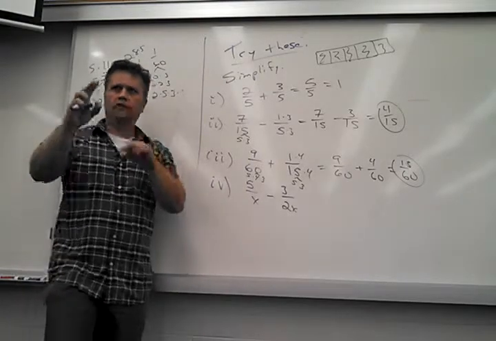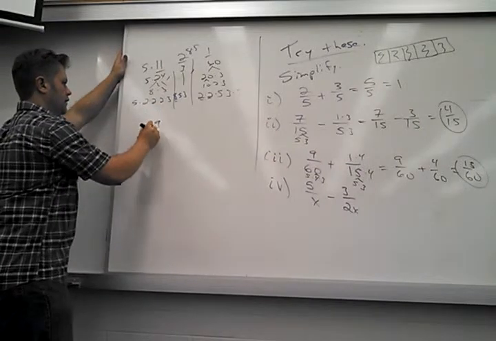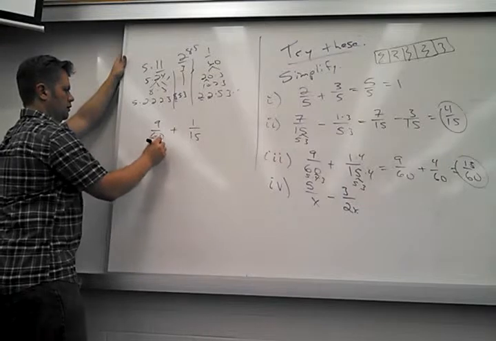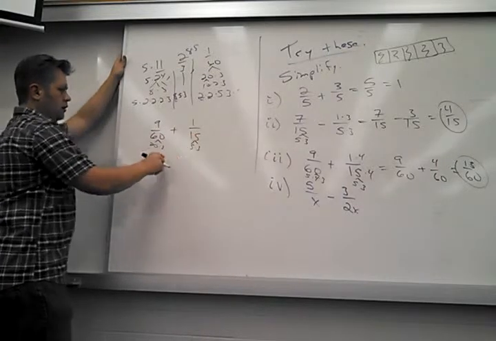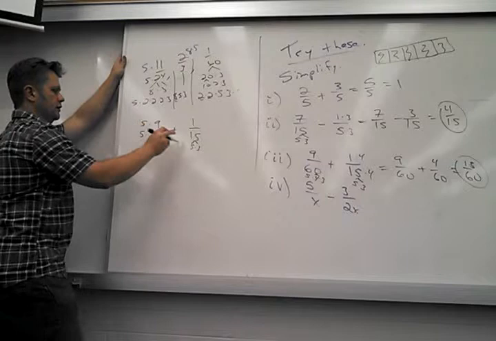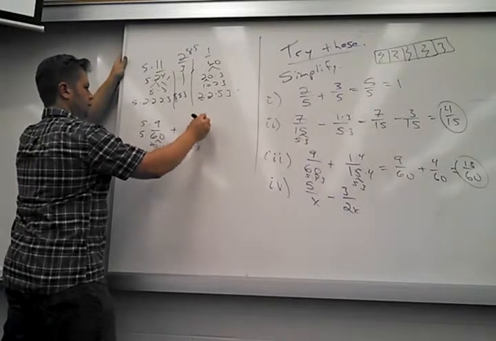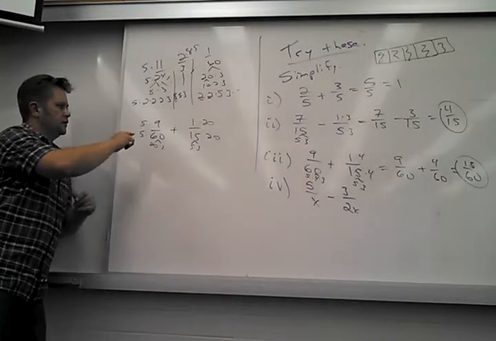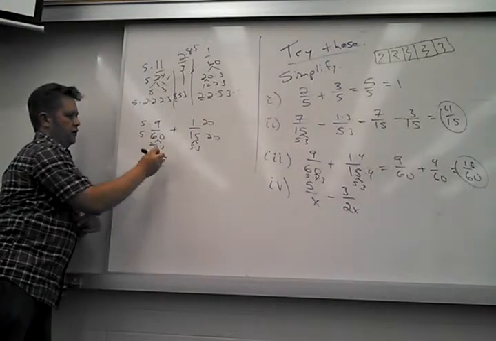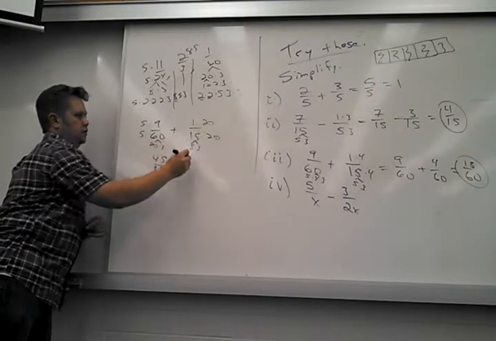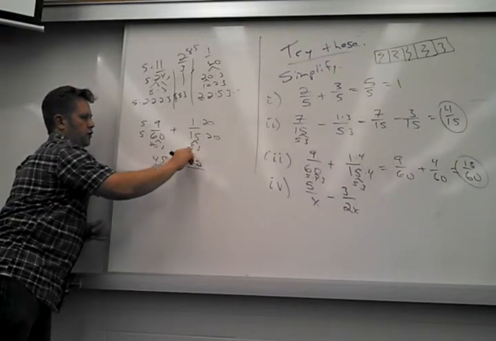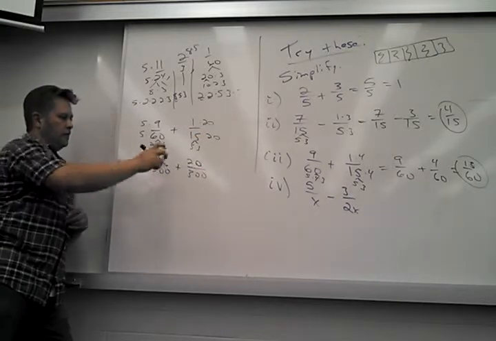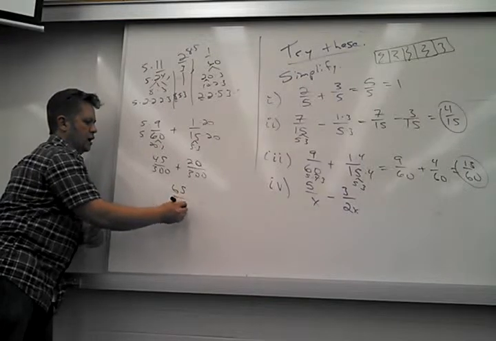Is that cool? Now, if you made a mistake, let me just show you. So if you did 9/60 plus 1/15, and you thought this guy needed a 5, and this guy needed a 20. Don't even write this down. But if you do this, you'll get 45 over 300 plus 20 over 300. So they are the same denominator, so you can add them together now. You get 65 over 300, but now you have to reduce that.